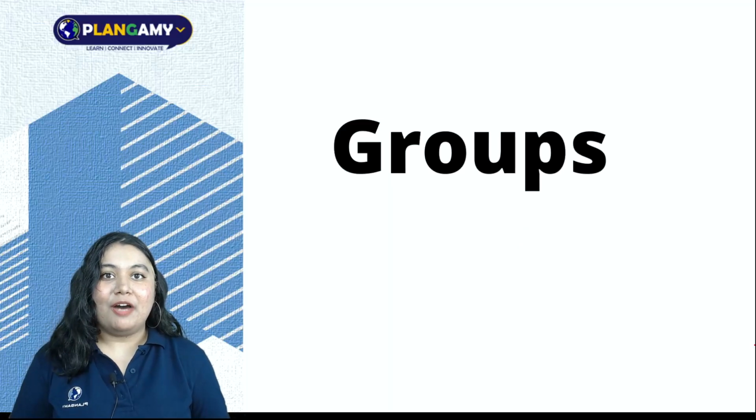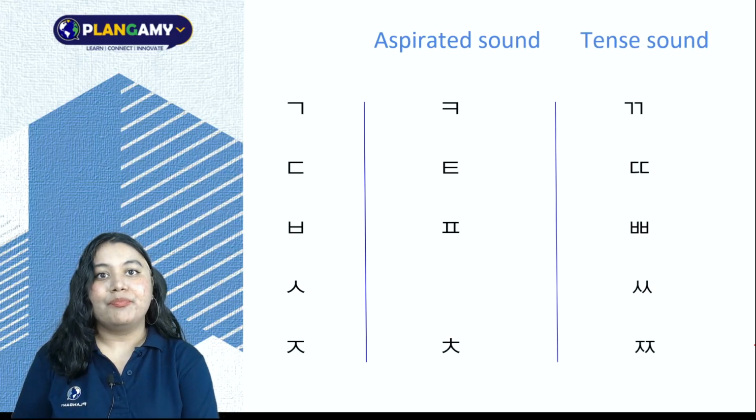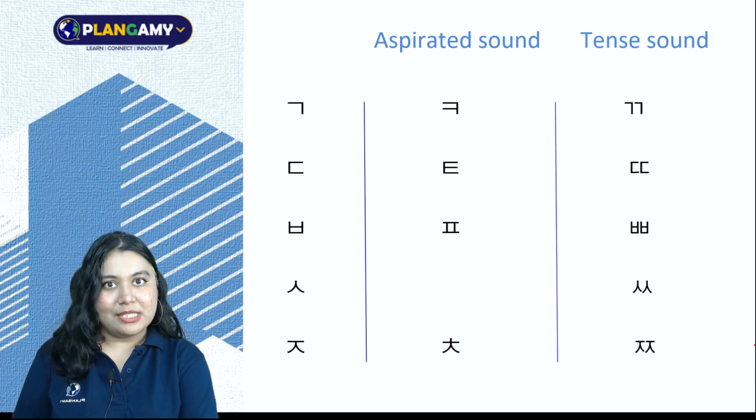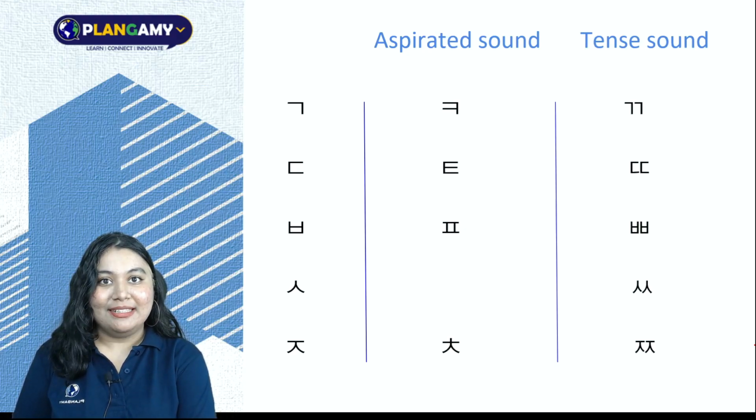We learned about Hangul in the last class. We'll continue and elaborate on Hangul and learn how to form syllables. You might have noticed that some of the consonants look similar and sound similar. Well, that is because they are from the same group or the same family. Let's try and differentiate between the sounds.